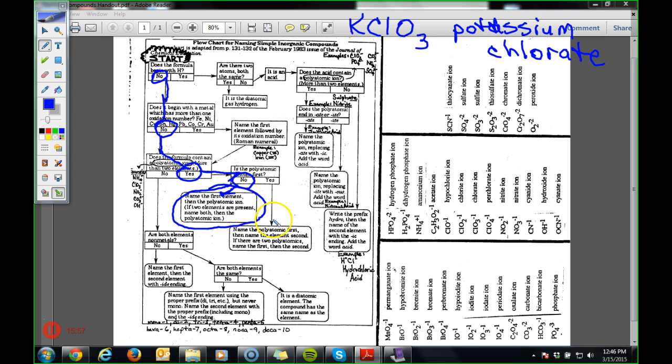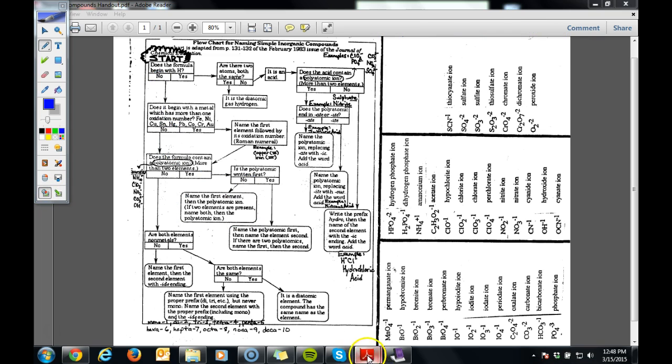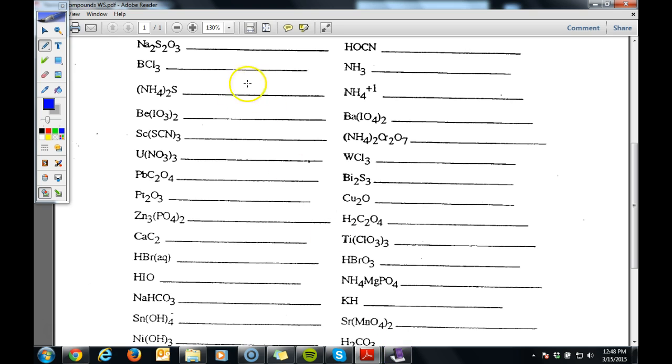There may be a few that we haven't touched on, but I wanted to give you just a little background on using this flow chart. Please work on the first column of the worksheet, which looks like this. Please do column 1 as much as you can. I'll give you time in class to work on it, but then we'll go over the entire first column tomorrow in class. Thank you very much.